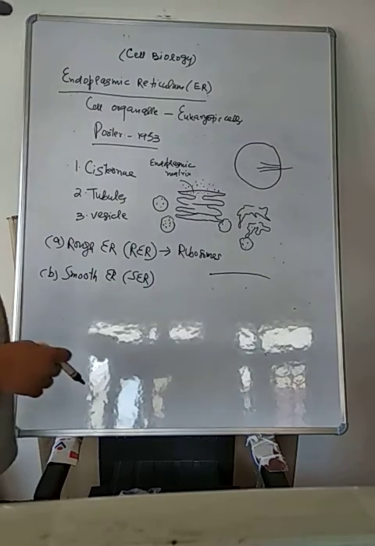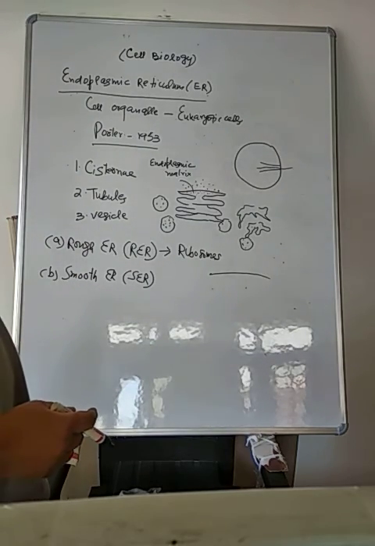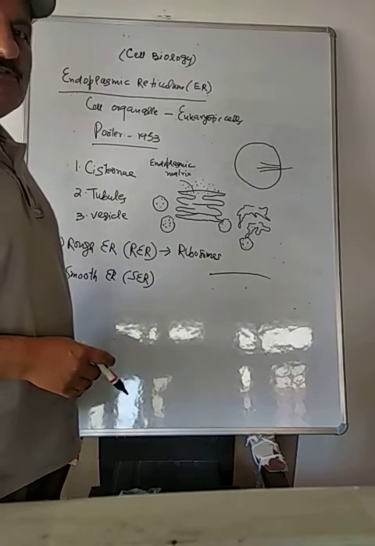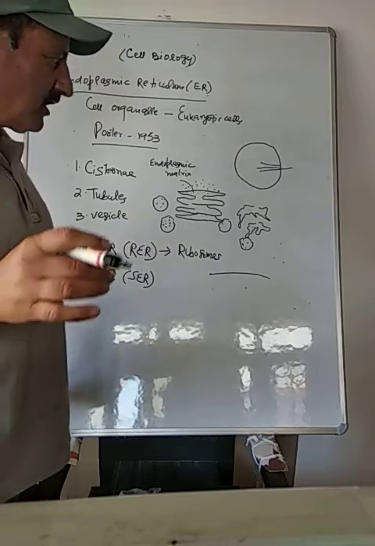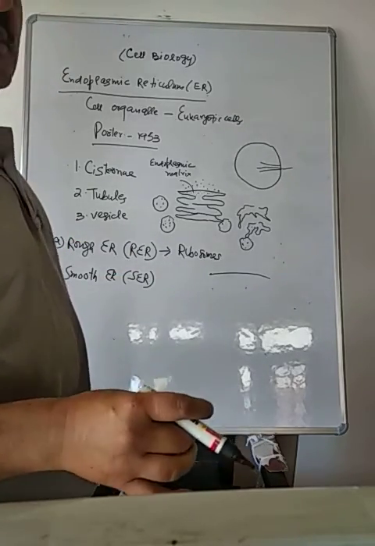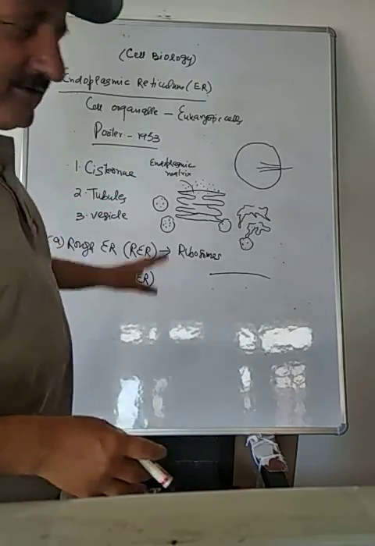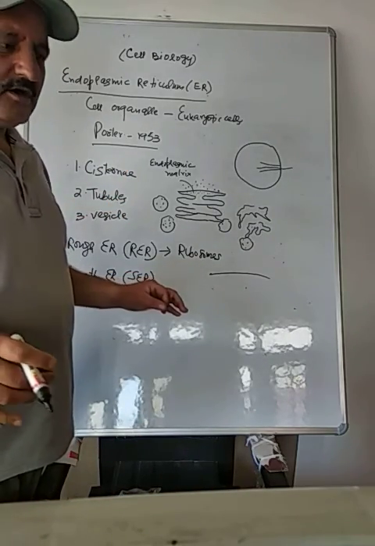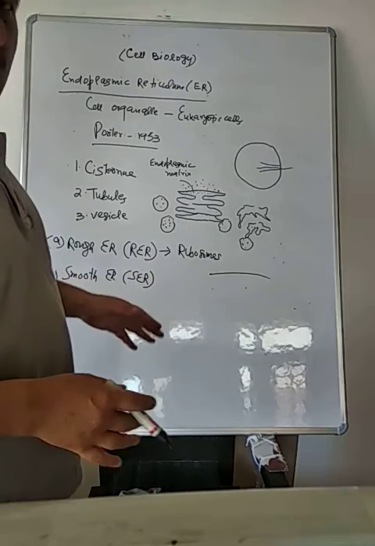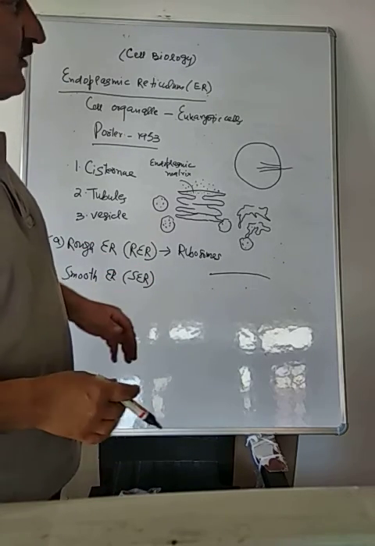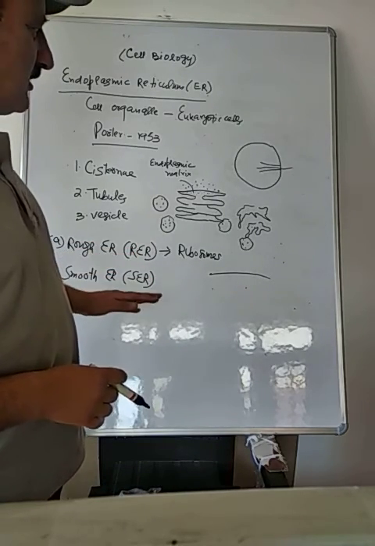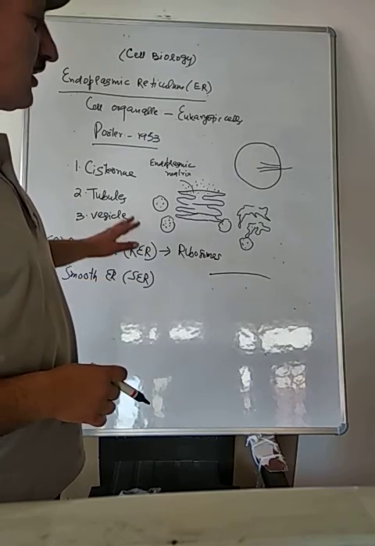So this was endoplasmic reticulum, one of the important organelles of the eukaryotic cells, and I will once again tell you that in prokaryotic cells, in bacterial cells, these are absent. Fungal cells have endoplasmic reticulum. Similarly, plants have endoplasmic reticulum. Animal eukaryotes have endoplasmic reticulum, but bacterial cells do not have endoplasmic reticulum.